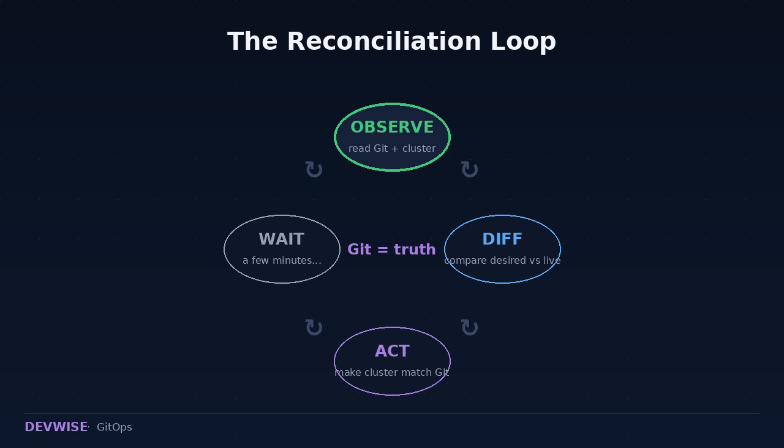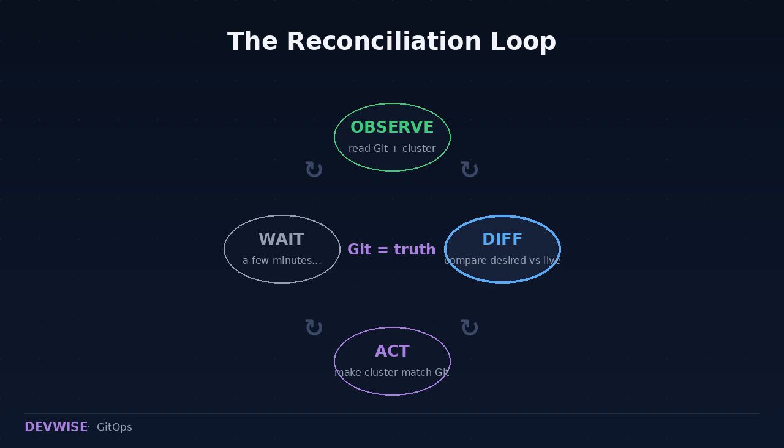Everything else is detail hung off it. The loop has 4 steps, repeating forever. Observe: the agent reads the desired state from Git and the live state from the cluster's API. Diff: it compares them. Act: if they match, it does nothing and waits. If they differ, it applies whatever's needed to make the cluster match Git. Repeat: a few minutes later, it does the whole thing again.